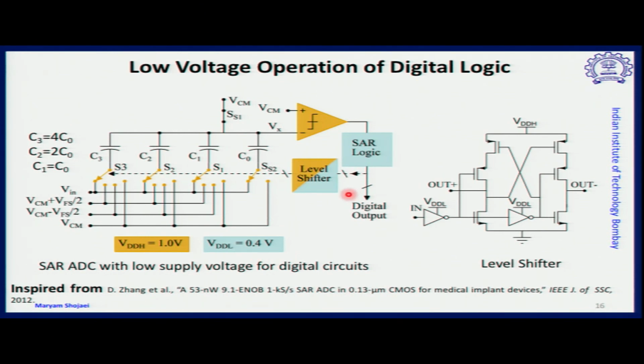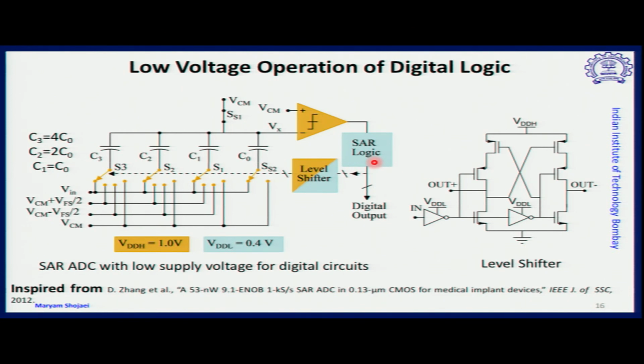One level shifter is used to convert the output of the SAR logic from low voltage to high voltage, which is 400 millivolt to 1 volt, used for switching the switches. Therefore, the comparator also will be able to work at a reasonable voltage, which is 1 volt here, without being affected by the limitation of the voltage on the SAR logic. And in this way, energy will be saved.